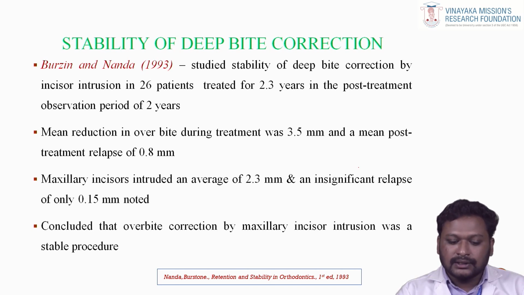And maxillary incisors showed an average intrusion of 2.3 mm and an insignificant relapse of just 0.1 mm. So the maxillary incisor is more stable. They concluded that overbite correction by maxillary incisor intrusion was a stable procedure.